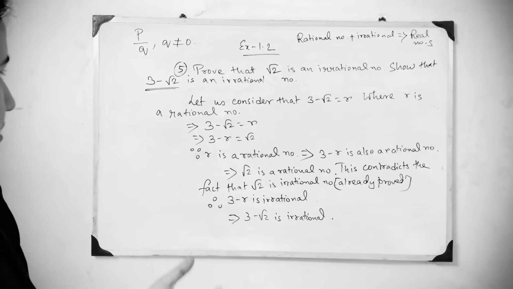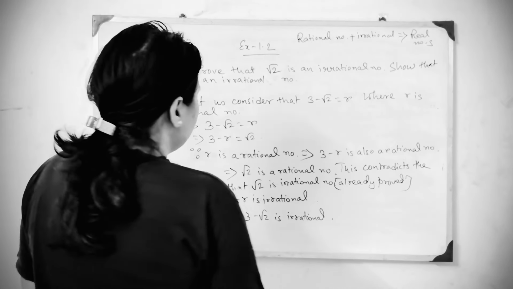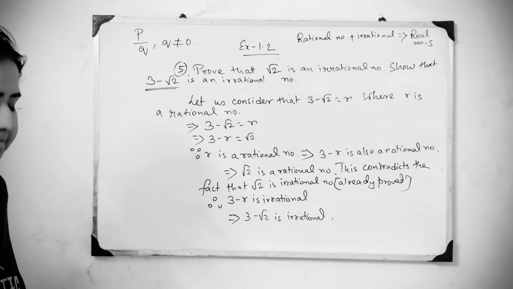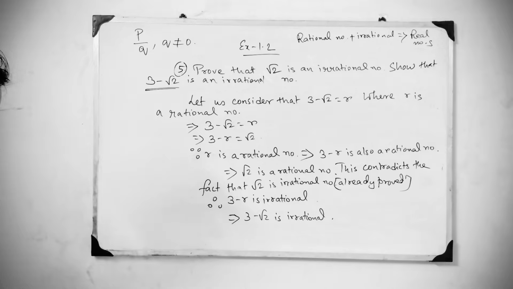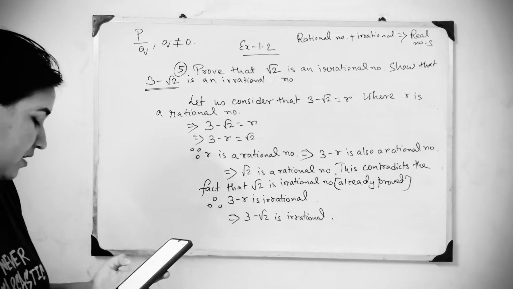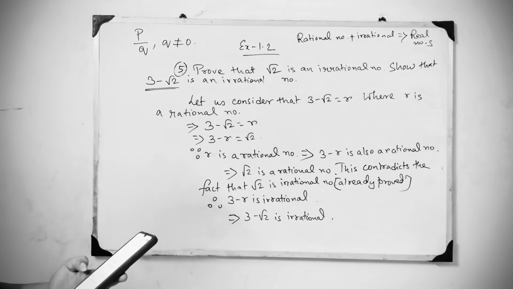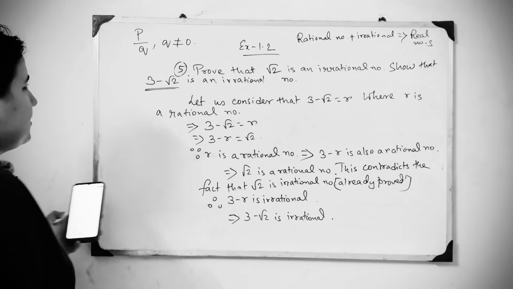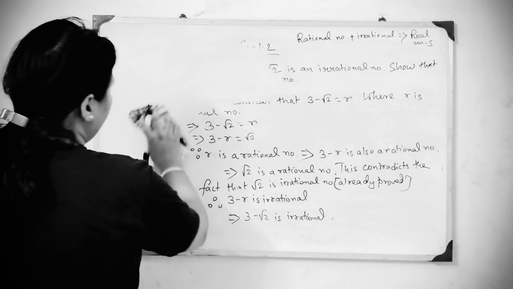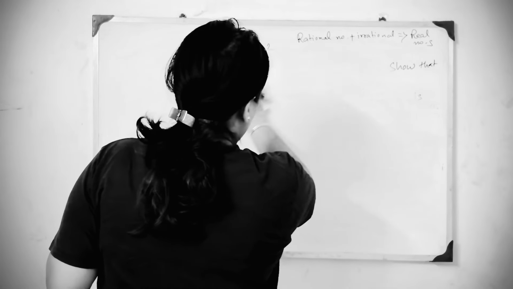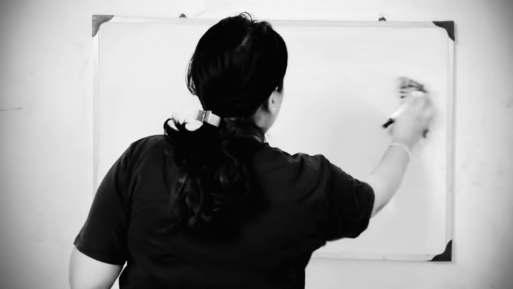The remaining sums, number 5, 6, 7, 8, as I saw the questions, are similar to this, and in the same way we have to show. Okay, so I think we should move to number 6. Number 6 is again to prove that root 3 is an irrational number, and then show that 2 root 3 by 5 is an irrational number. So let's do it. Now I'm going to erase the full board, and I don't think the entire sum is going to fit on this one, but let's give it a try.